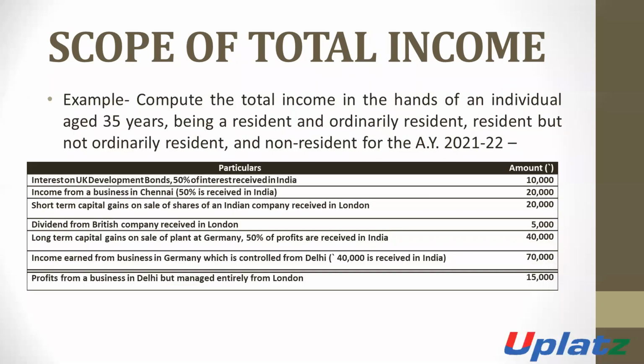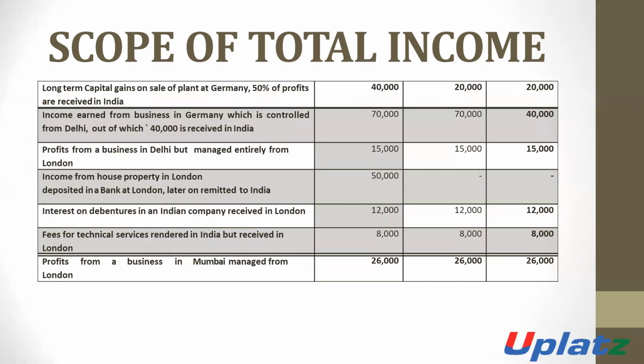Okay, now the next is income earned from the business in Germany which is controlled in Delhi. Total profit, total income is 70,000, but the income received in India is 40,000. But such a business is controlled in India. So in the first two cases, meaning resident and ordinary resident, the total amount will be taxable. And in the third case, only the amount which is received in India will be taxable in India.